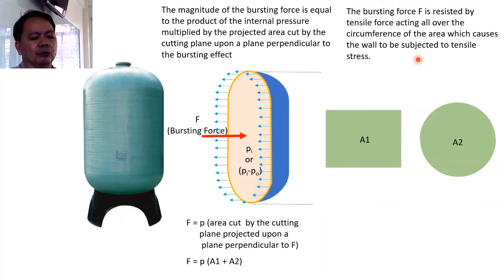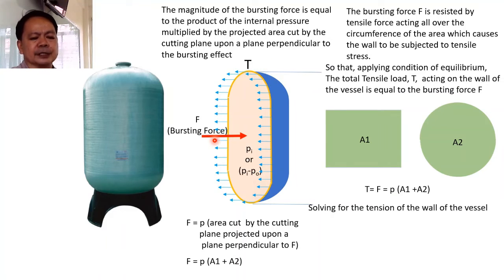Ito yun. Kung titignan natin yung force na yun, nakita natin yung kulay blue na yun. And the total of which is equal to 2T. And if we're going to apply the condition of equilibrium, again, this tensile load is equal to the bursting force F. And therefore, you have this, yan, which is equal to the pressure inside multiplied by the sum of area 1 plus area sub 2. And if we're going to solve for the tension on the wall of the vessel, the stress is also the same as the tensile load over the resisting area.